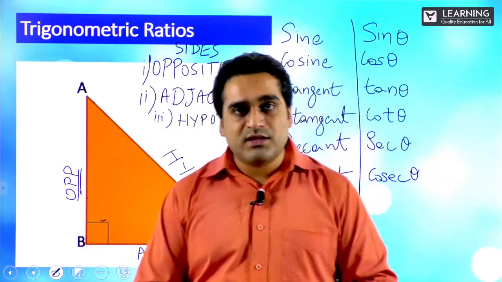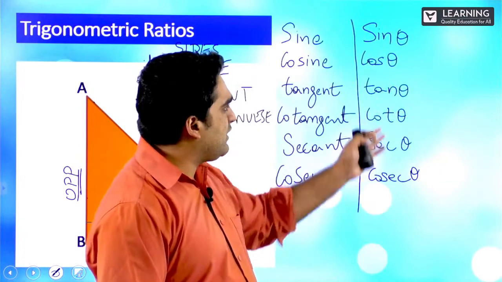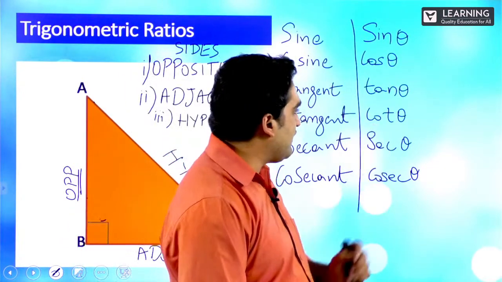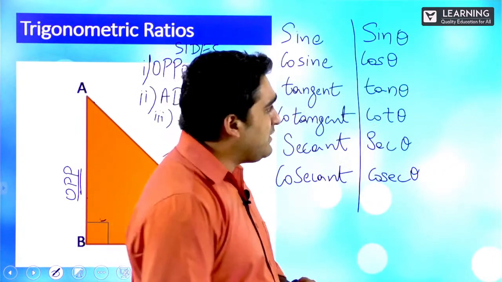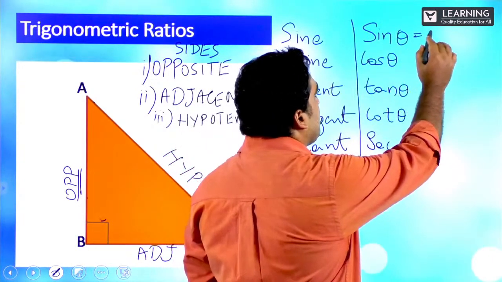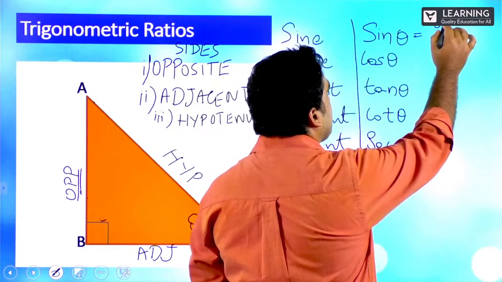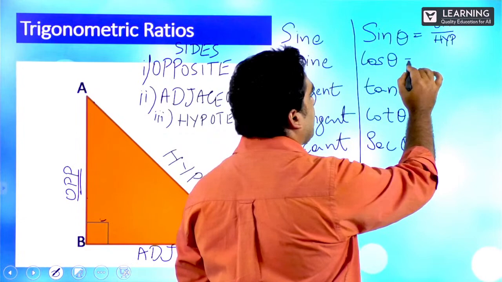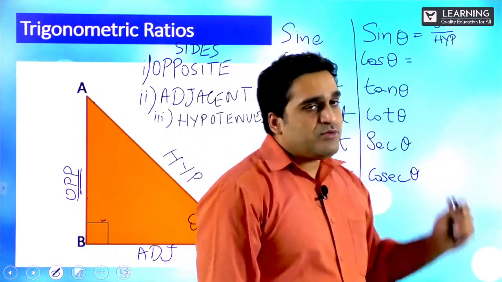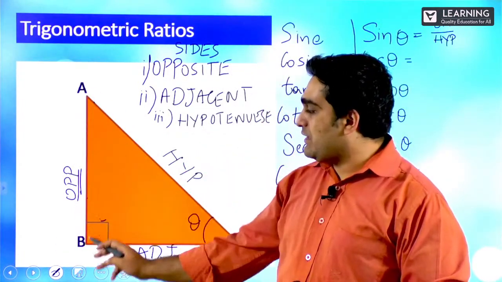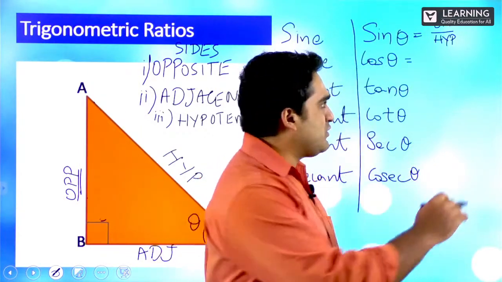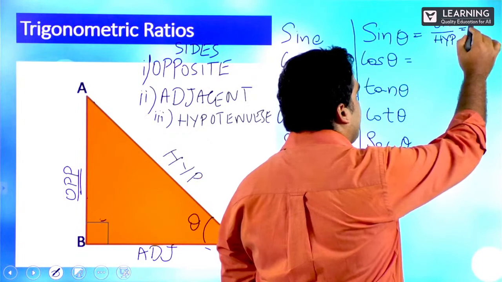So now let us write those ratios for this given triangle, for sine theta, cos theta, tan theta, and various others. Sine theta is the ratio when you take opposite by hypotenuse. So which is the opposite side? The opposite side is AB and the hypotenuse is AC. So AB by AC.